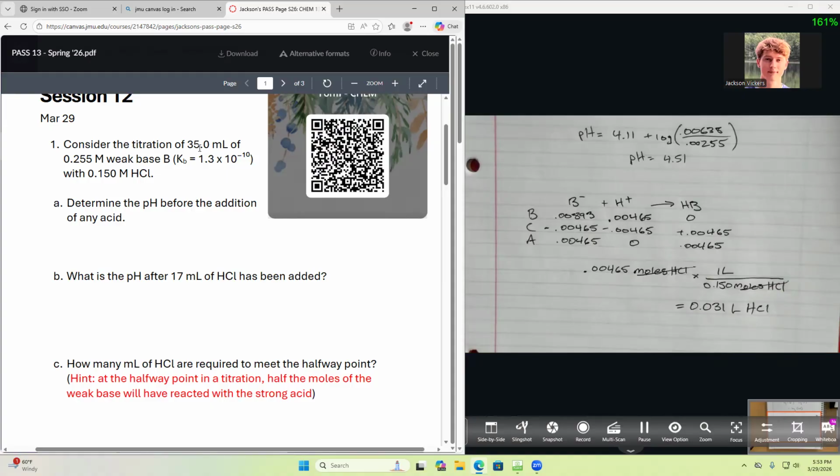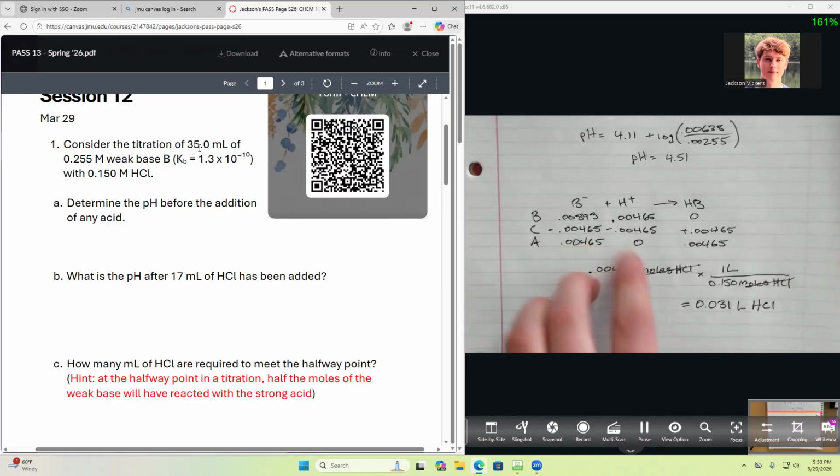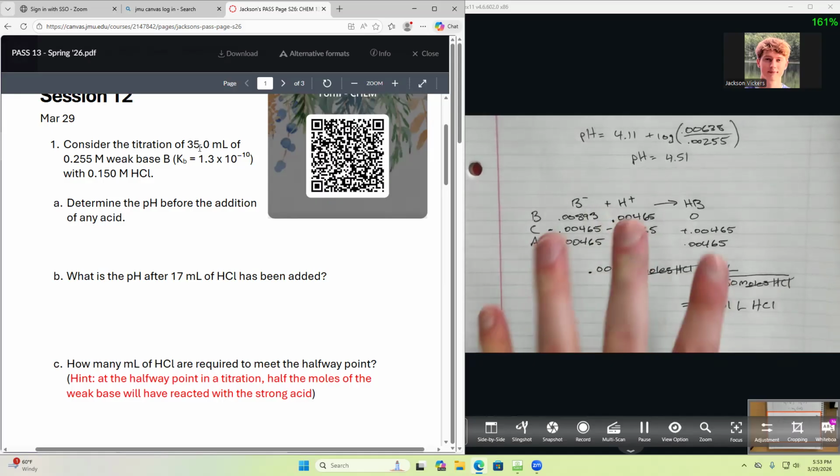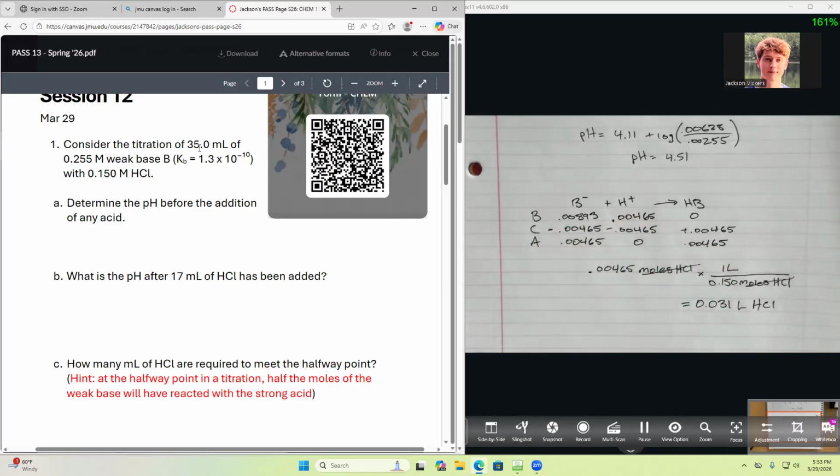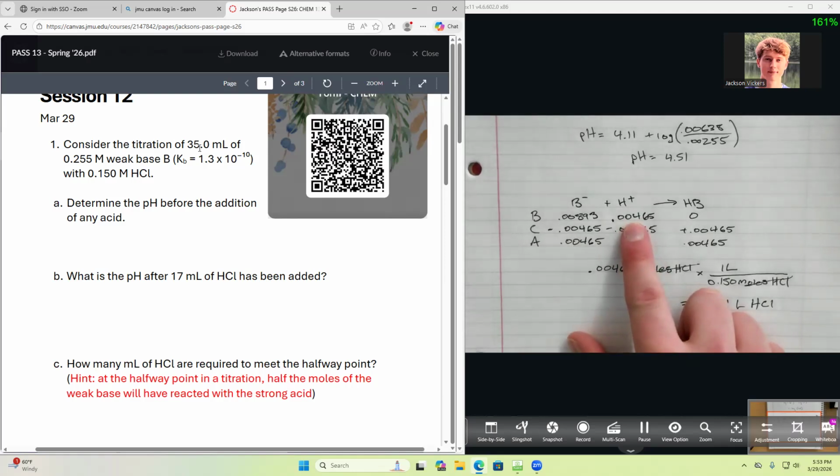Why did we spread out the BCA table? If you can do this in your head, you don't really need to. This was my way of representing it as us reacting away this many moles. And this BCA table would be very helpful if we were going on to find the pH. But I think this way makes the most sense for explaining why this is the number of moles that we had to use.